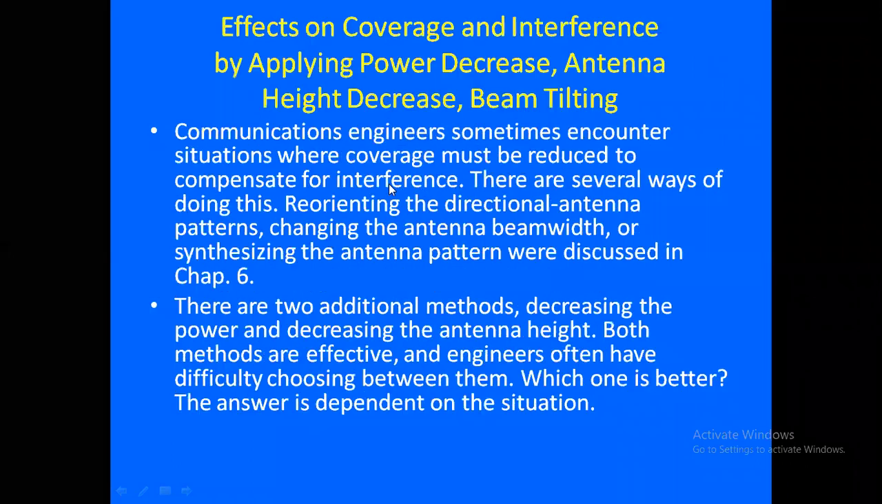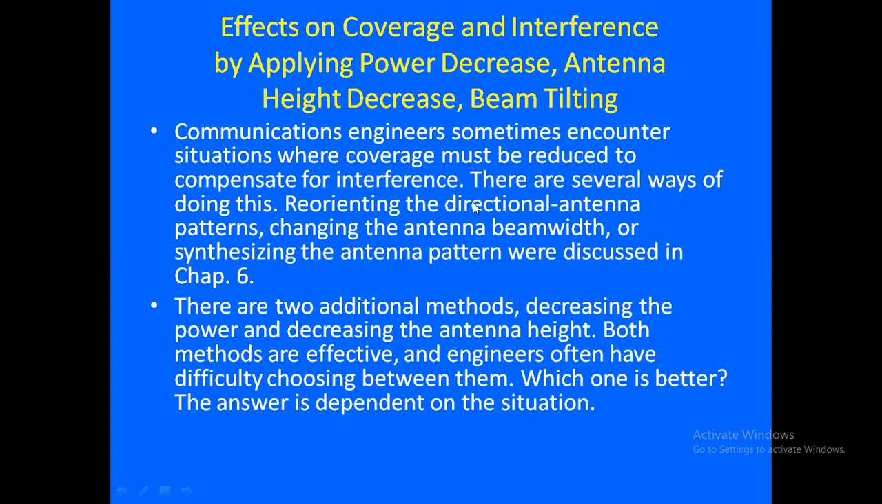Apart from crosstalk, today we will start the new topic, effect on coverage and interference by applying power decrease, antenna height decrease, beam tilting. Communication engineers sometimes encounter situations where coverage must be reduced to compensate for interference. So we need to reduce the coverage to reduce the interference. There are several ways of doing this.